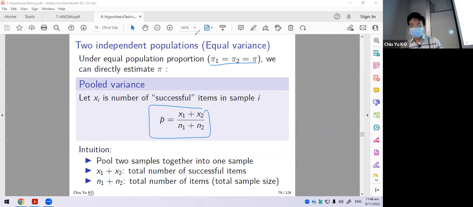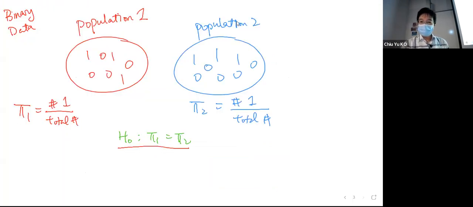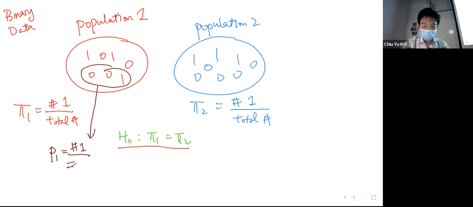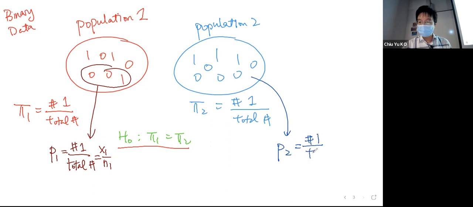Go back to here. Remember what you do is you collect a sample, and you can calculate the sample proportion. P1 will be the number of 1 over the total number of observations within the sample. The total number of observations is called N1, and the number of 1s is X1. Similarly, when you collect the second sample, the sample proportion is the number of 1 over the sample size, so it's just X2 over N2.